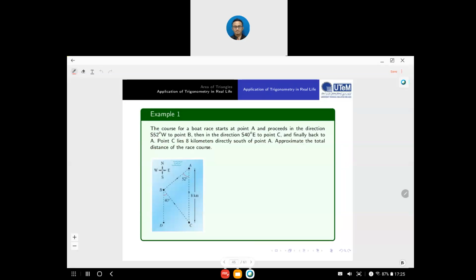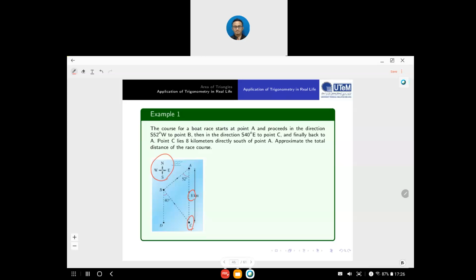So easy. Okay. The course for a boat race starts at point A and proceeds in the direction south 50° west to point B. Okay. So you need to know where is north, south, east, west. Okay. Then in the direction south 40° east to point C. And finally, back to point A. Okay. Point C lies 8 kilometers directly south from point A. This one is point C, 8 kilometers. Okay. Approximate the total distance of the race course.